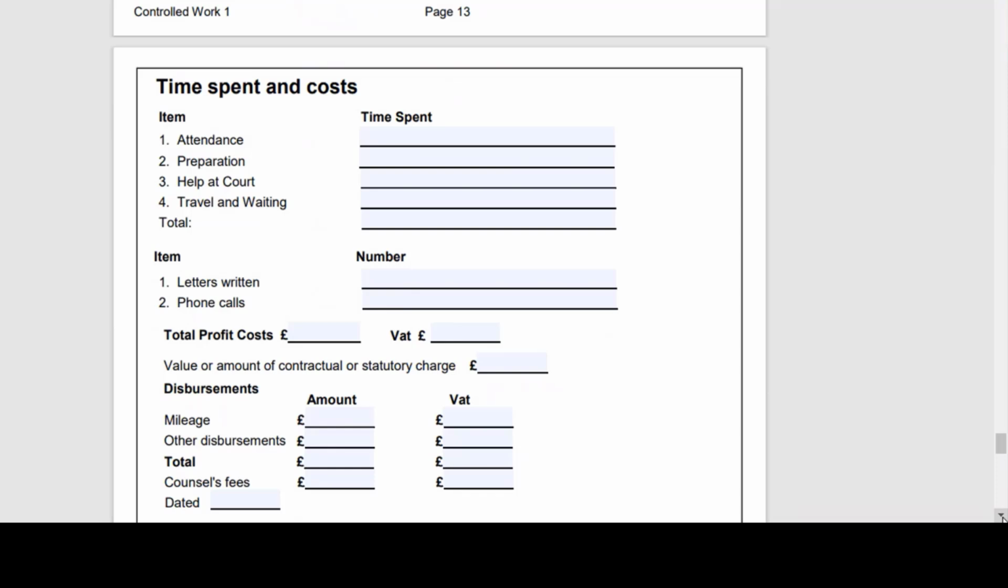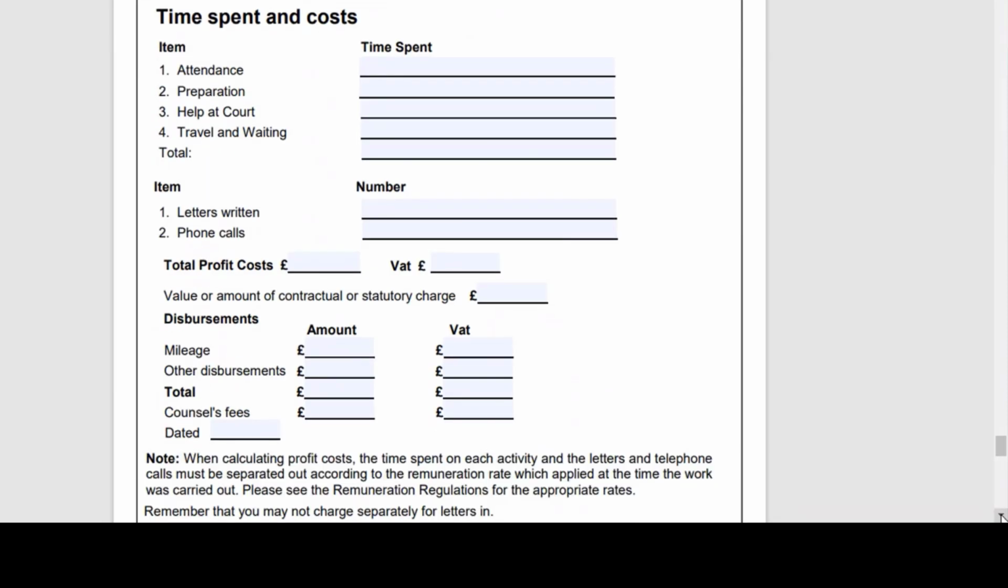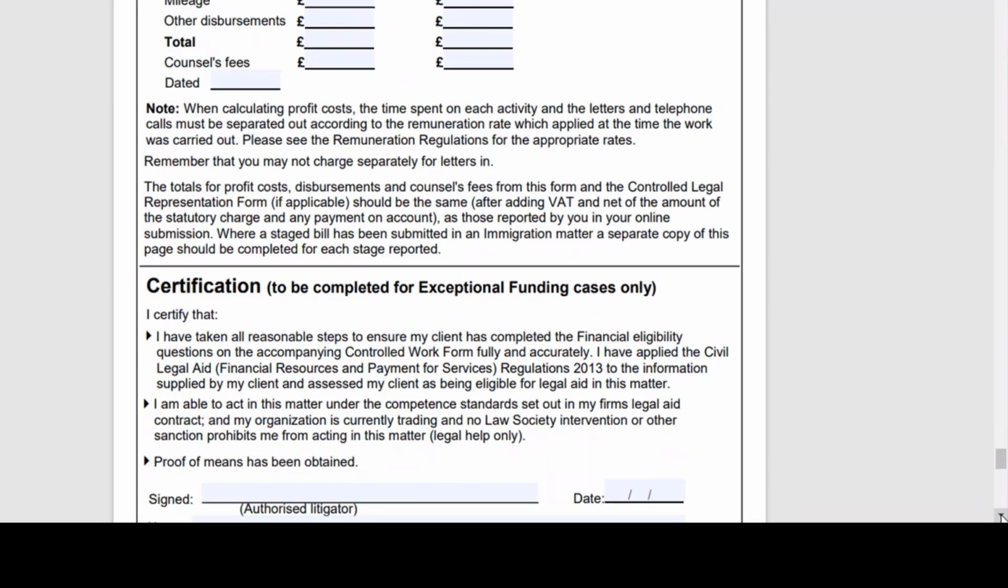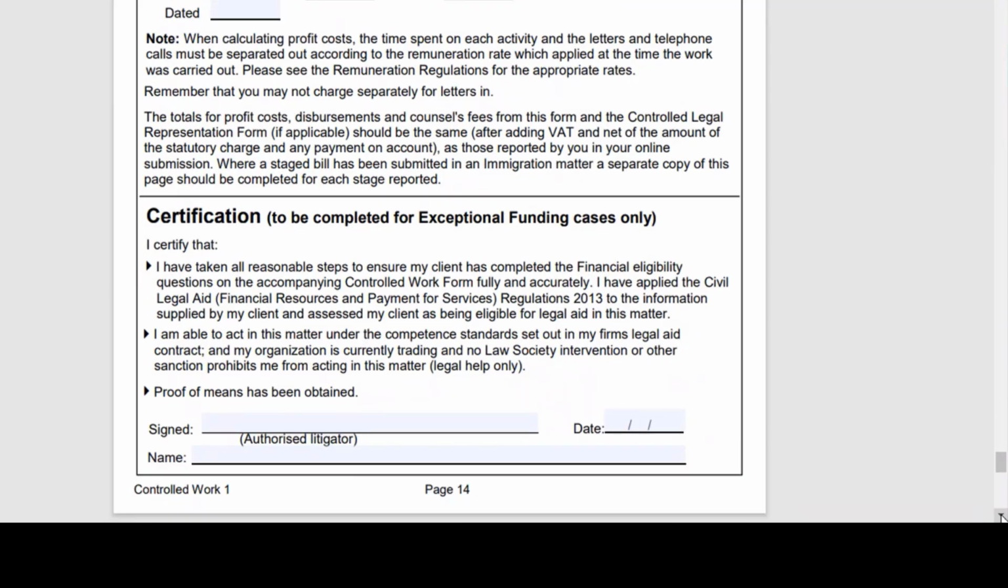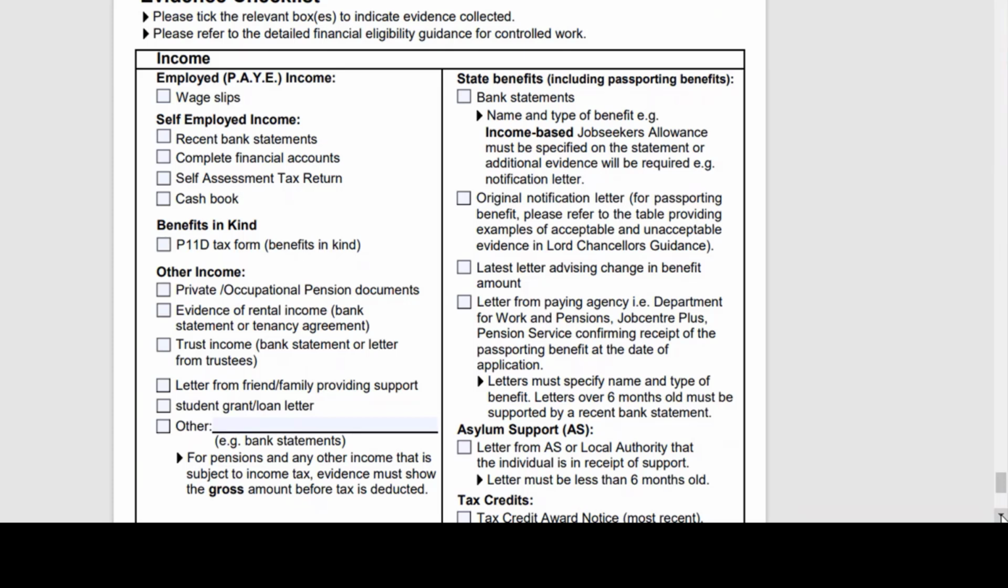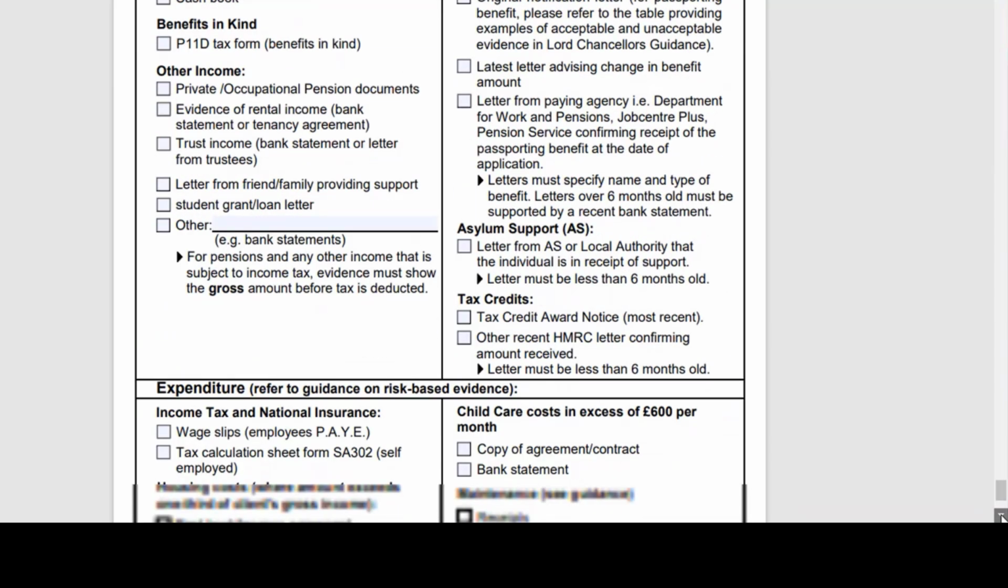So page 14 is a page for usually our admin teams to tot up time spent and costs, and detail the disbursements on the case. And where this application is relating to an application for exceptional funding, the certification section needs to be completed by your authorised litigator. The evidence checklist is on page 15, and this is where you would simply detail the information that the client's provided in support of the application, whether that's income or capital or expenditure.